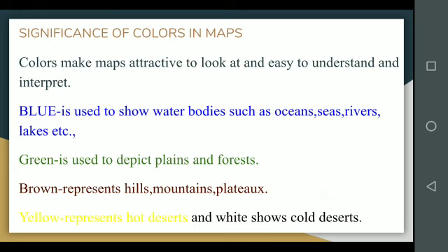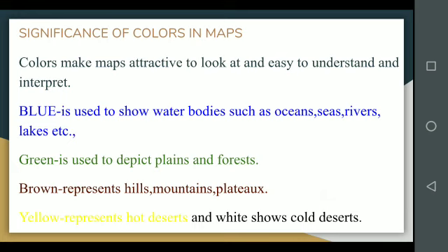For example, color blue is used to show water bodies such as oceans, seas, rivers, lakes, etc. The color green is used to depict plains and forests. Brown represents hills, mountains, plateaus. And the color yellow represents the hot deserts, and white shows the cold deserts and the snow covered regions.